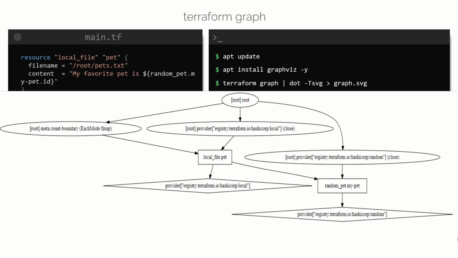The root is the configuration directory where the configuration for this graph is located. We can see that there are two resources, the local file called pet and the random pet resource called mypet, that make use of the local and the random provider respectively. And finally, we can see that the local file called pet depends on the random pet resource called mypet, as we have used a reference expression in the local file resource that points to the ID of the random pet.